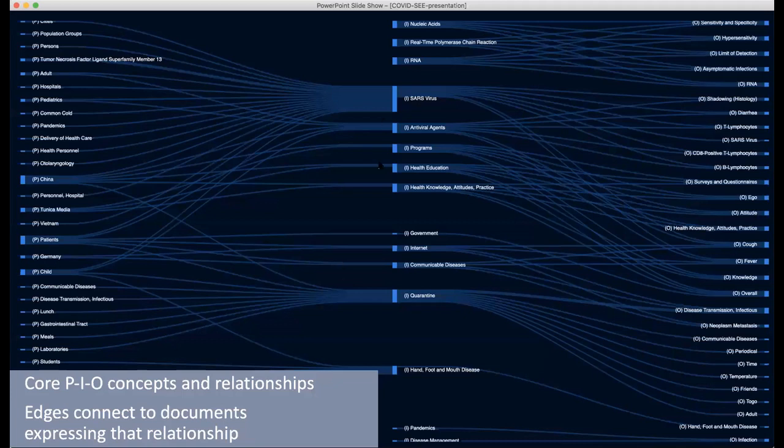And similarly for the relationships between interventions and outcomes. Now, if you look really closely here, you can see that there's still some issues with our concept recognition, and maybe our PICO annotation isn't perfect. And so there's still work to be done, but at a glance, you can see much more structure over the literature, and it's just easier to wrap your head around than trying to read through several pages of abstracts.